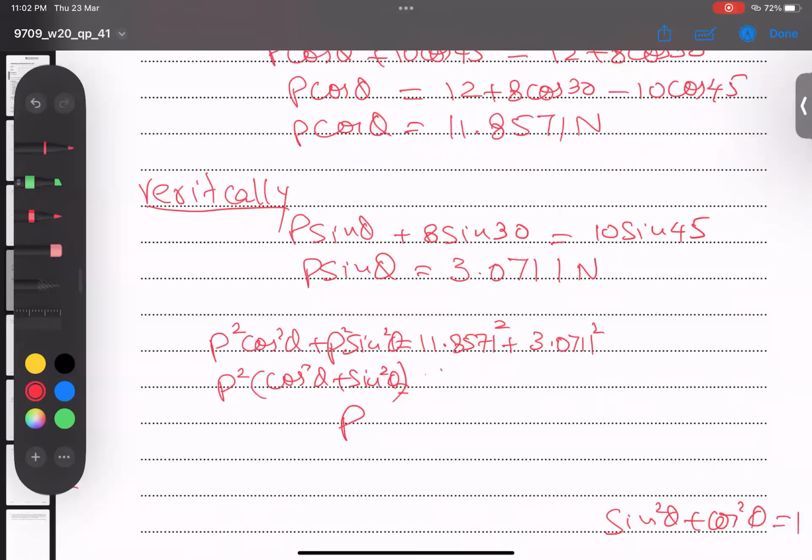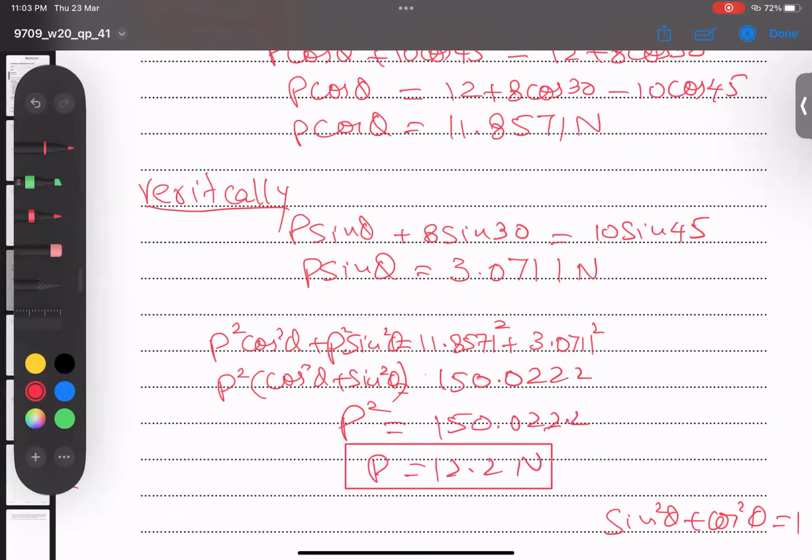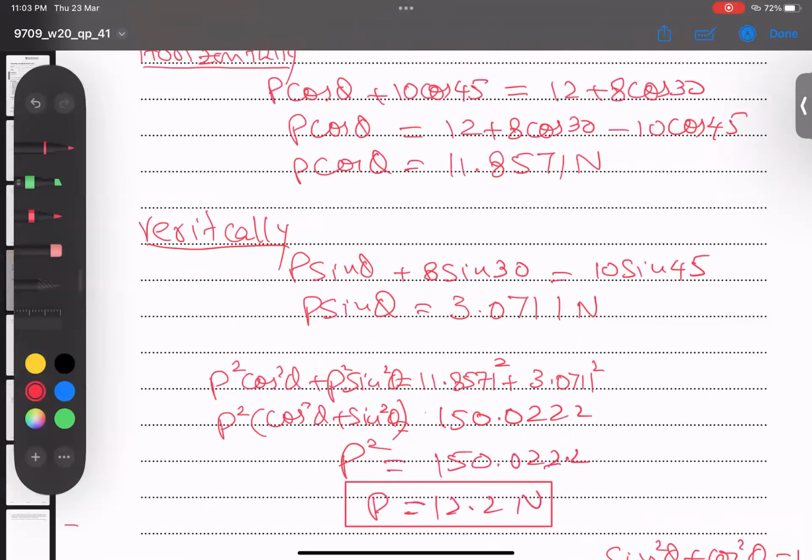So I get p square equal to 150.0222, and when I take a root of this, I get 12.2 newtons. So Alhamdulillah Rabbil Alameen. I repeat again what I have done.